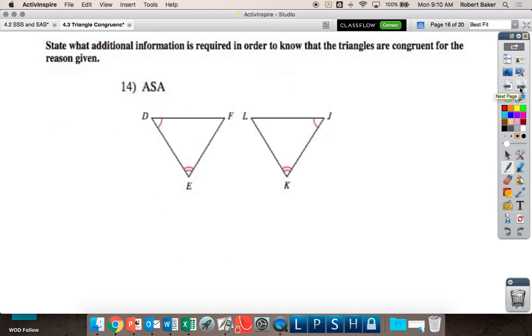The angle side angle shortcut. Ooh, tricky. Which two sides have to be congruent in order to use the angle side angle shortcut?